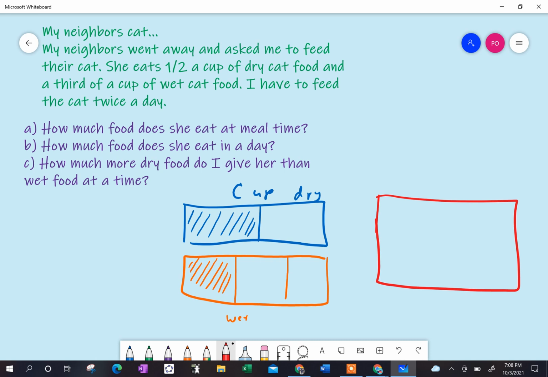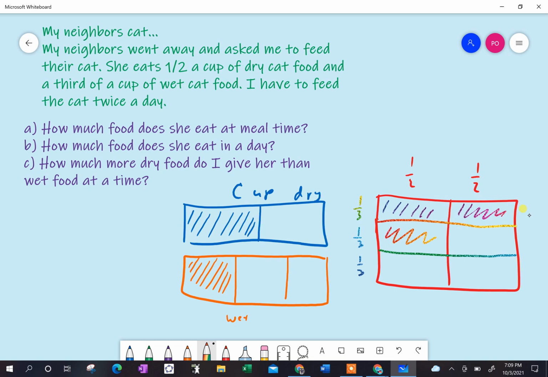So if I were to draw a half and a half, that's a whole. And then if I were to cut it up, I'm going to use this funky pen, into thirds, 1/3, 1/3, and 1/3. You can count how many pieces I have, and I have 1, 2, 3, 4, 5, 6. So now I have 6 pieces. So I'm going to cut these up into 6.